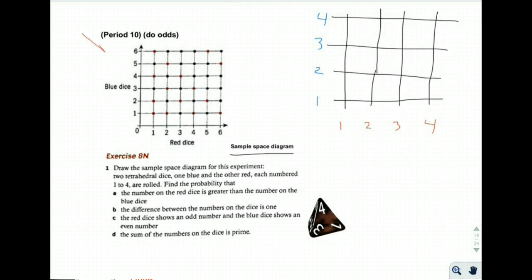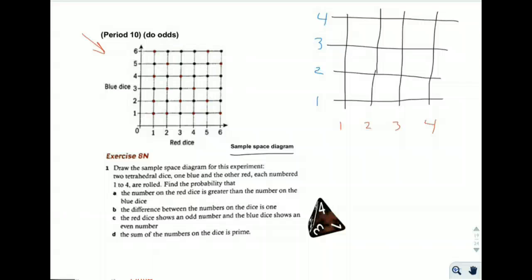It is showing the events when you roll a red dice and a blue dice, each having 6 sides, and the relationship between the two. So, for example, this is a convenient way to mark a certain event, like the red dice rolls an odd number and the blue dice rolls an even number. And then you can mark all the points where that event is true, and then you can count up all the points and figure out the probability.